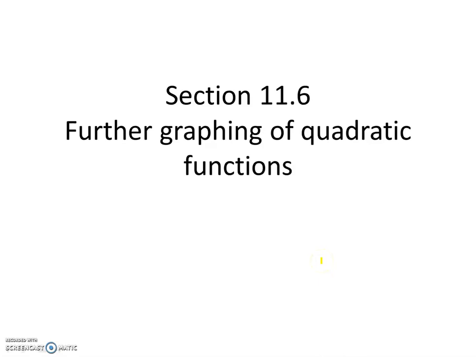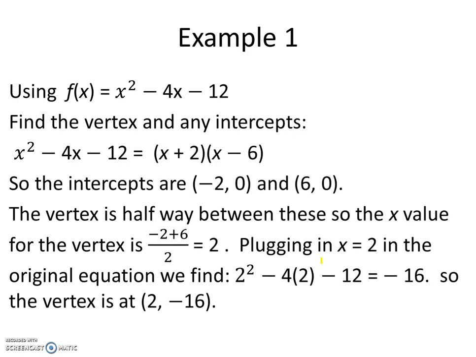Today we're going to be looking at Section 11.6, Further Graphing of Quadratic Functions. In example 1, we have the quadratic function f of x equals x squared minus 4x minus 12. It asks us to find the vertex and any intercepts.